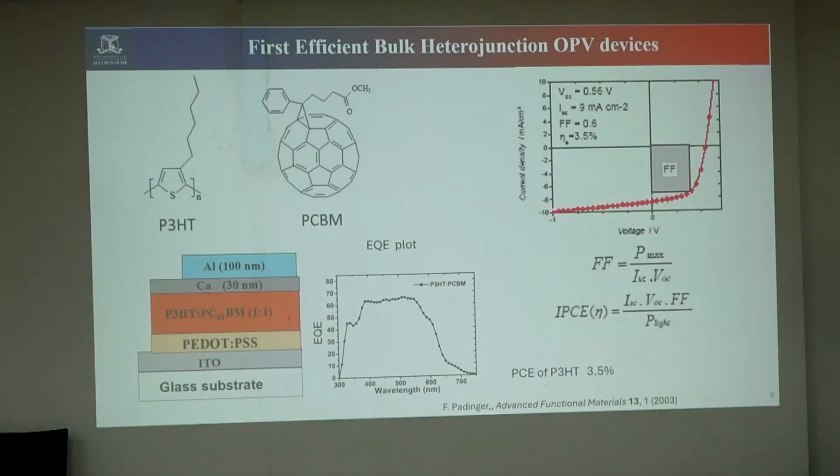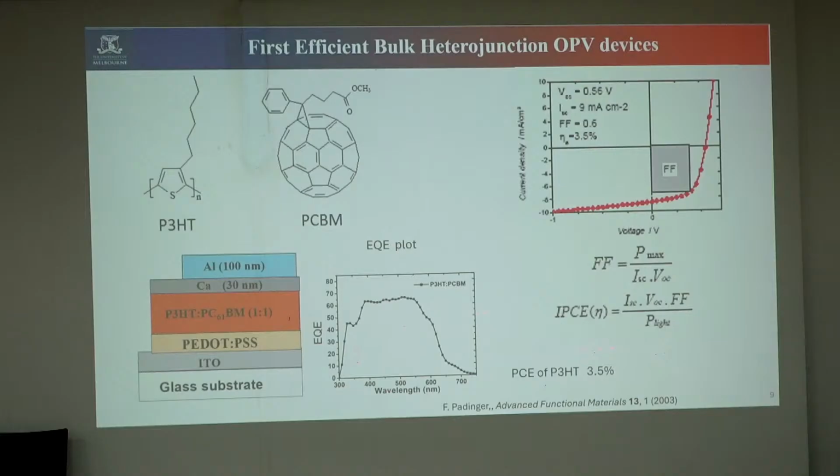So this is what the device JV curve looks like. Okay, in the JV curve, this is the short circuit current. Short circuit current means if you close the circuit, what is the maximum current we are getting. When you make it open circuit and measure the voltage, this is the voltage we get. Okay, so these are some of the characteristics: voltage, short circuit current, fill factor, and the efficiency is 3.5.